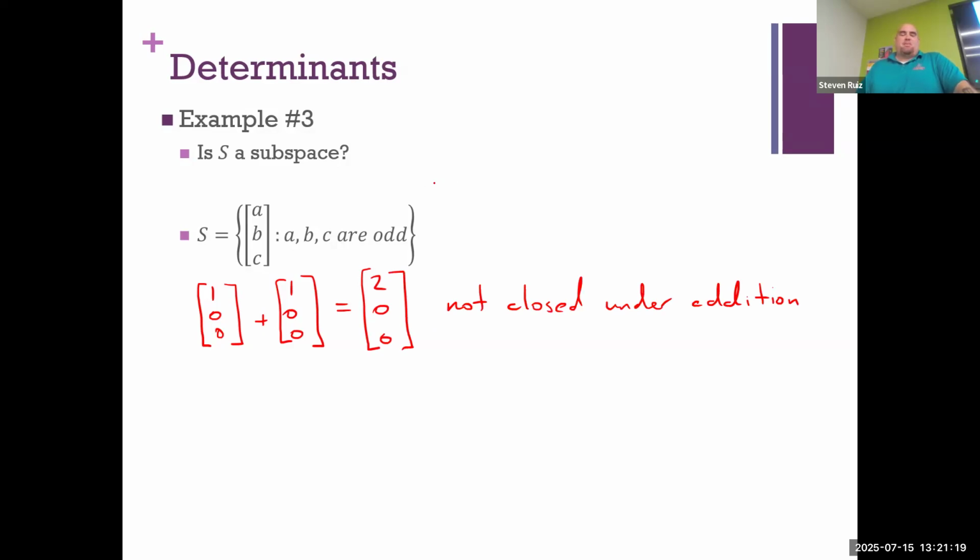So is this a subspace? Nope. Do we think it's closed under multiplication? Why not? What's that? Okay, I'll stick with 1, 0, 0 again. And if you said if I multiply it by 2, I get, what's that?